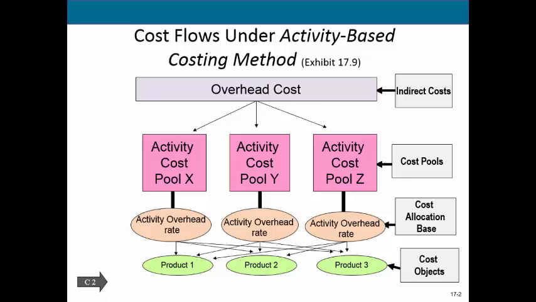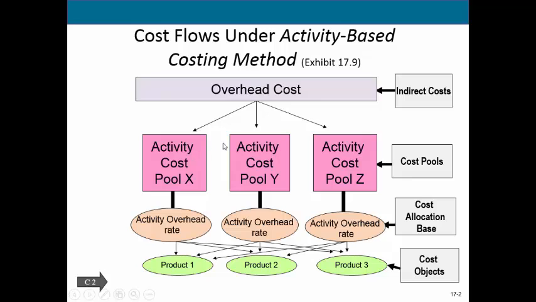And then you have to determine what is the proper driver or what is the proper allocation base for each activity. Now, I want to mention that as we get with activity-based costing, we can have many different activities. But there is a proper balance. I've mentioned before that any time we're doing any type of accounting, there is a cost related to gathering data, and that cost cannot outweigh the benefits of the information that we get.